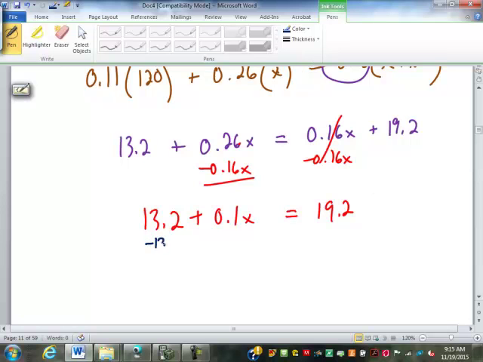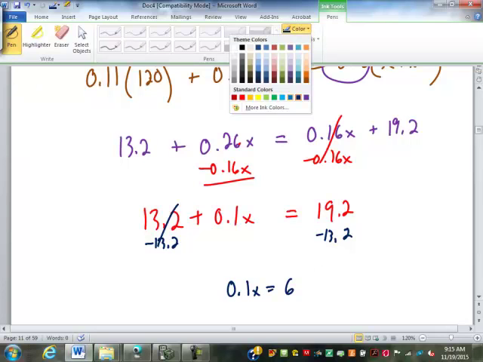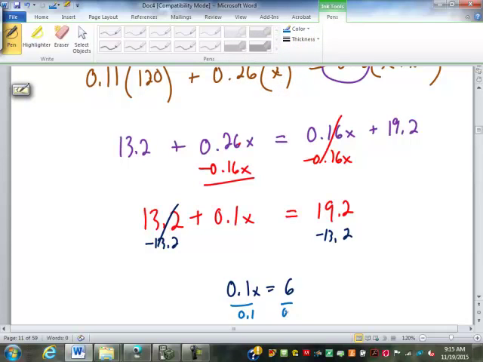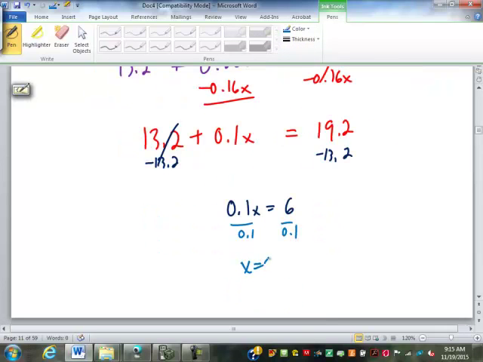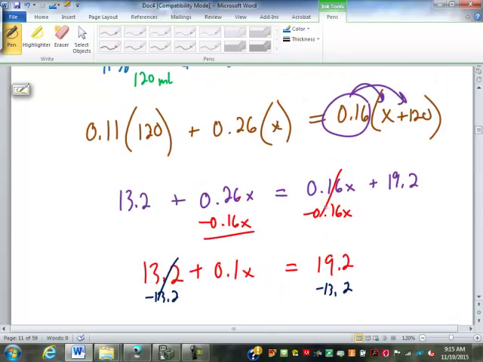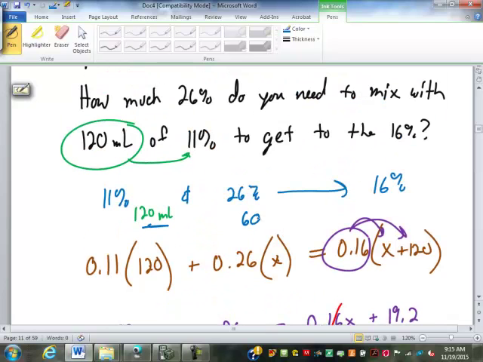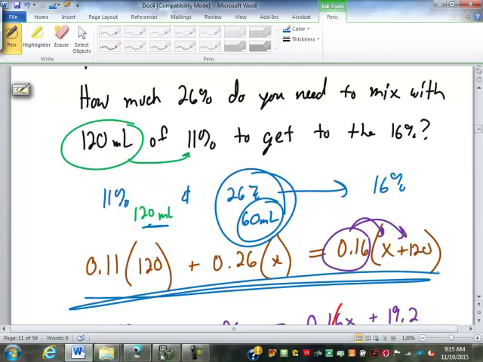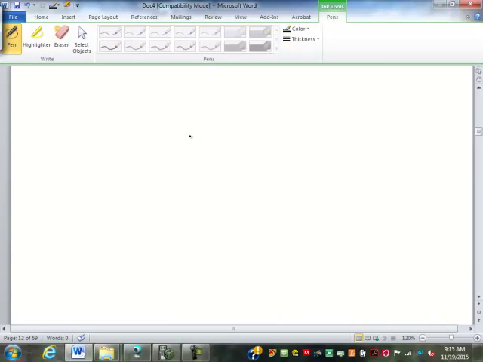So now we got to get rid of the 13.2 to try to get x by itself. So now we have 0.1x equals 6. And we'll divide by 0.1. So x equals 60. This was milliliters, so that's 60 milliliters. We need 60 milliliters of the 26%. Does that make any sense? The tough part is just getting them set up. I'm going to have you guys try one quick. We're almost out of time, so we'll maybe get cut a little short on this, but let's try it.